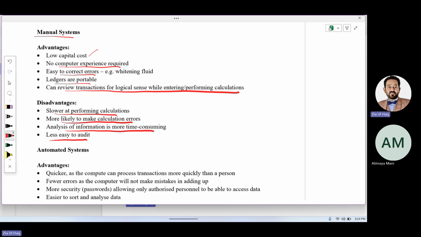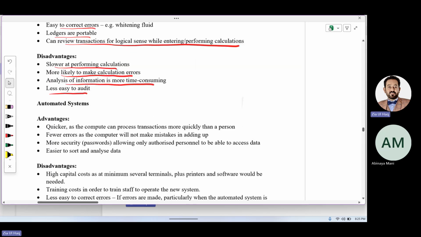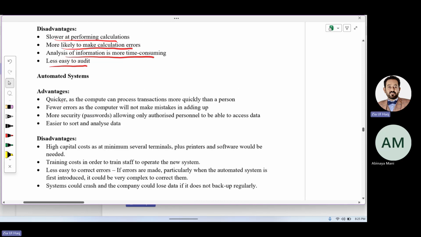And in manual, there is the disadvantage of being less easy to audit, while in computerized, through audit software, the auditor can perform audit quickly as well. So these disadvantages are the advantages of automated system, like quicker to process transactions, fewer human errors, data is more secure. Using a password, you can secure the data, and it is easier to sort out and analyze the data, like you can calculate different ratios in the system more quickly.